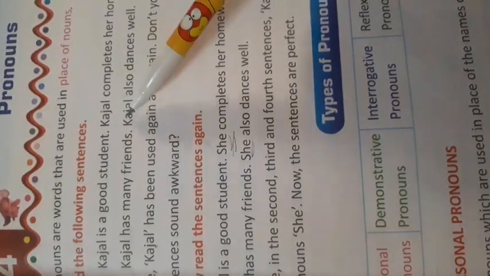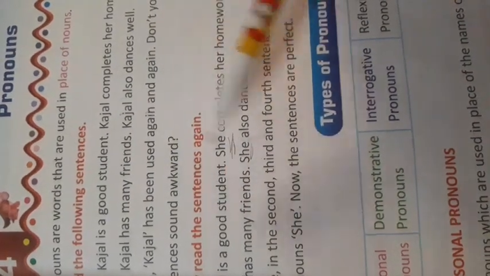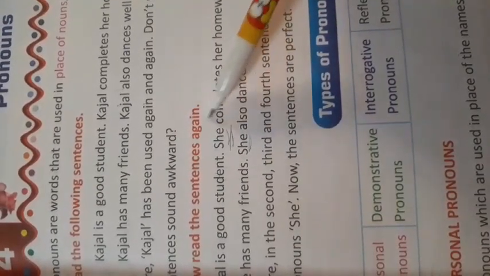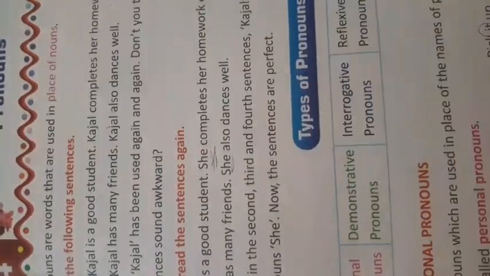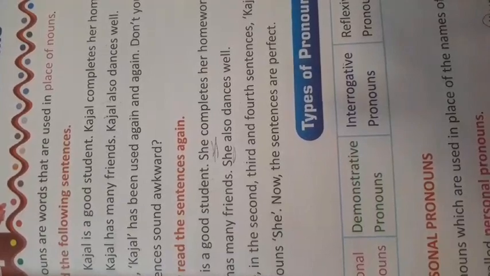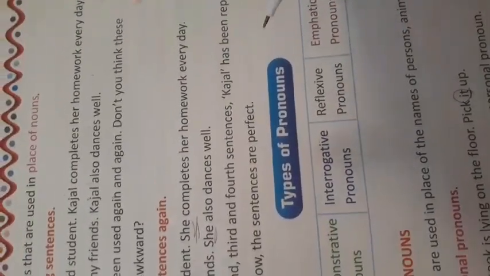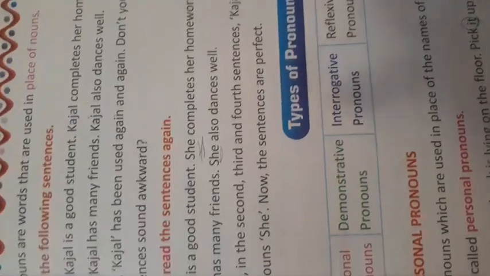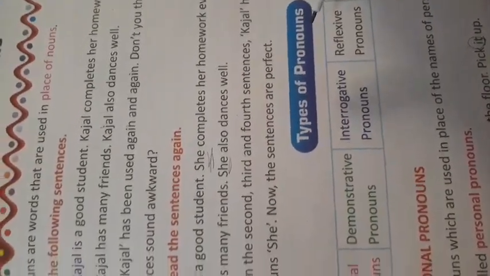At the place of the repeated name, it is replaced by the word she. So what is she here? She is the pronoun. So this pronoun avoids the repetition of the word again and again in the same sentence. Okay. Now come to the types of pronouns.